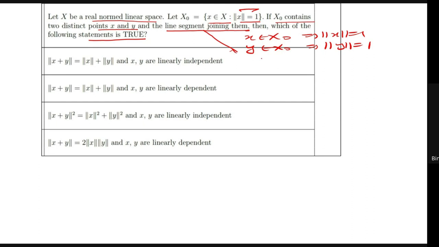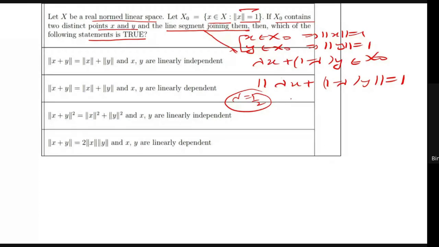The line segment: if x and y belong to X naught, then we can write lambda x plus (1 minus lambda) y, and this belongs to X naught. So the norm of lambda x plus (1 minus lambda) y should be 1, because this is an element of X naught, and the condition of X naught is that the norm should be 1. Now I'm taking lambda equal to 1 by 2, so norm of (x plus y) by 2 equals 1, that is, norm of x plus y equals 2. So what we have found: norm of x equals 1, norm of y equals 1, and norm of x plus y equals 2.